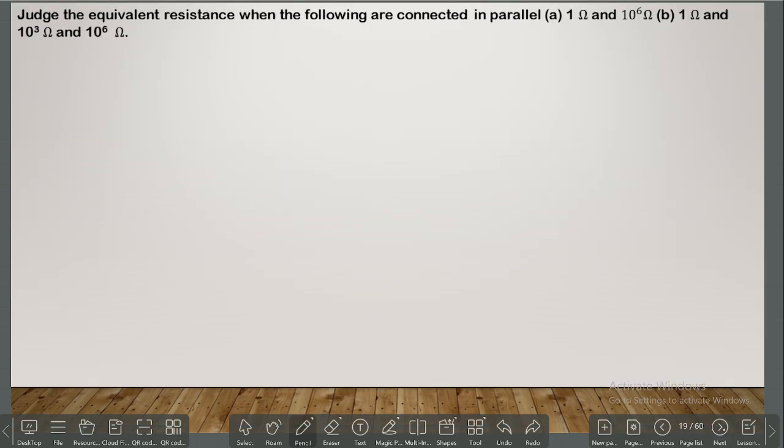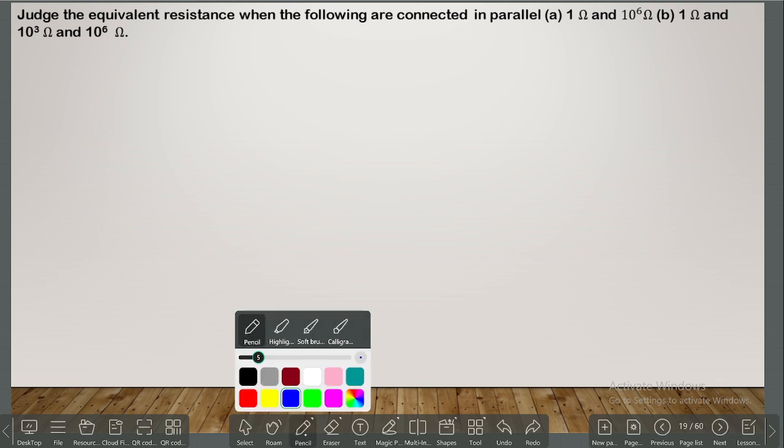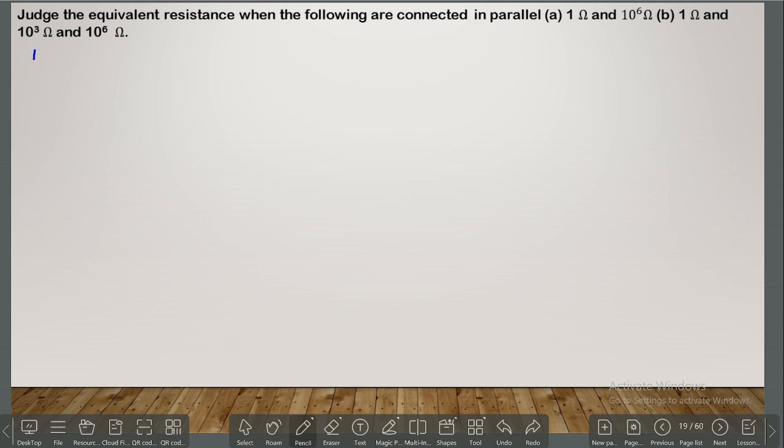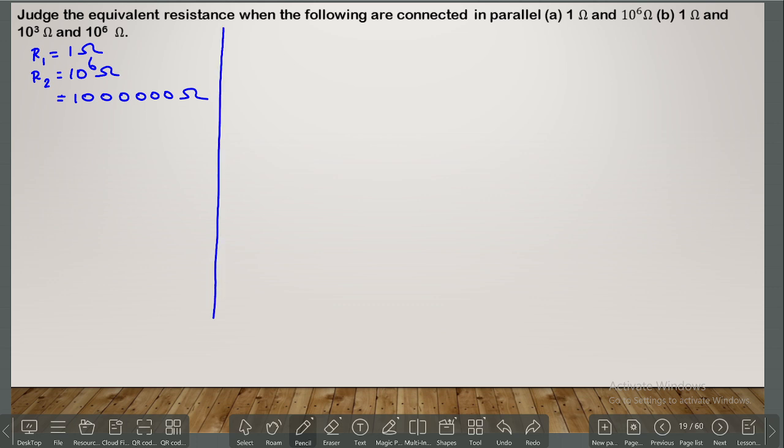Next, find the equivalent resistance when the following are connected in parallel. Total how many resistors are there? 2 resistors. What are the 2 resistors? R1 is equal to 1 ohm and R2 is equal to 10 to the power of 6 ohm. The number is in the form of an exponent, so rearrange it into a normal number. To expand this, you can just write it as 1 followed by 6 zeros. Clear?